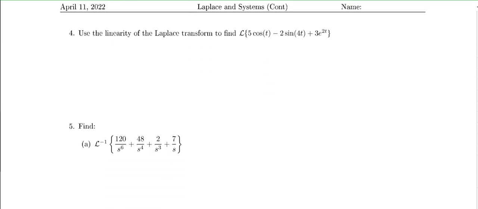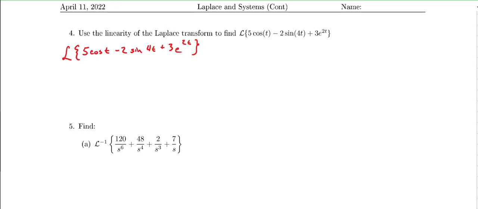So now that we've got the Laplace transform of each of those, we know how to compute the Laplace transform of the sine of at and the cosine of at, as well as the Laplace transform of e to the at. Let's go ahead and do this problem here. So here we're asked to use the linearity of the Laplace transform to find the Laplace transform of this function here, 5 cosine of t minus 2 sine of 4t plus 3 e to the 2t.